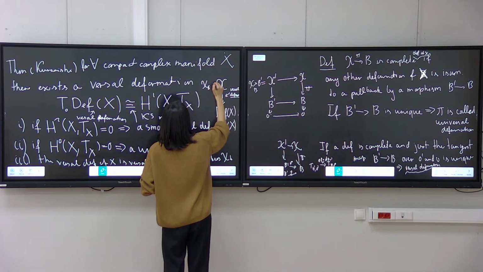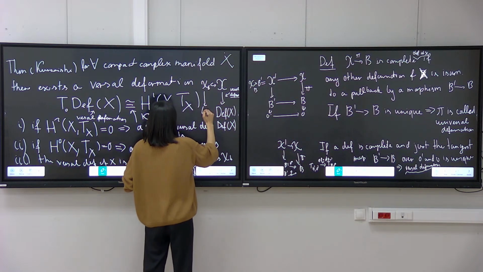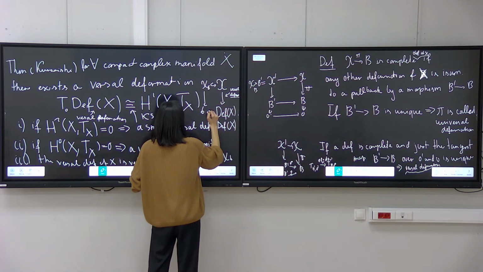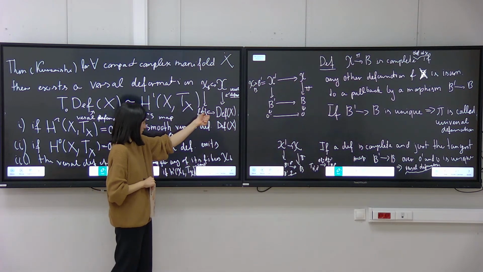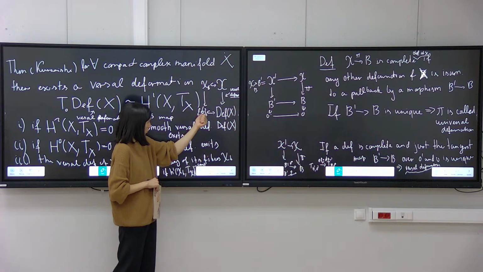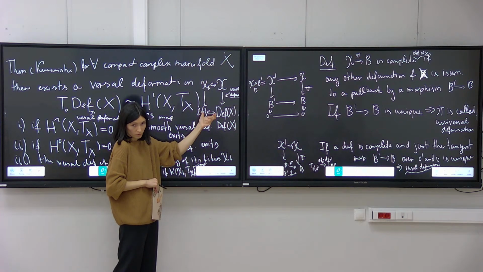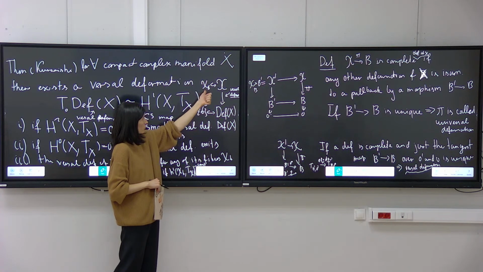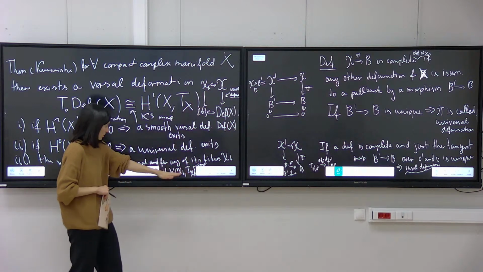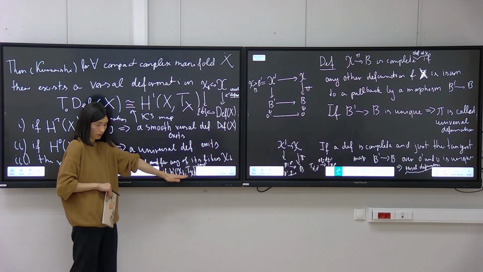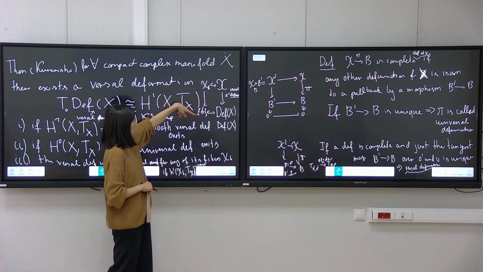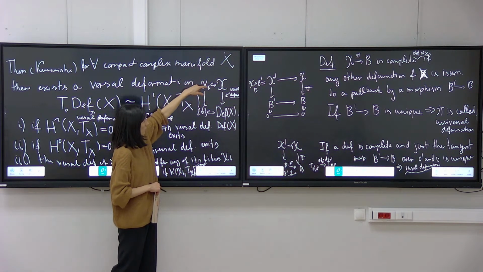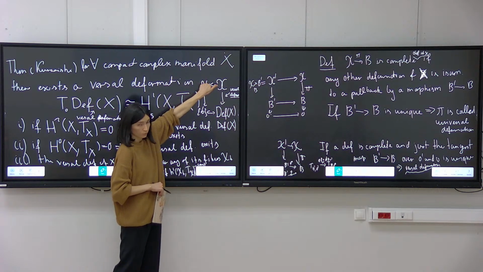So I claim that here we can also consider fibers not only over our distinguished point, but over some points b, right? And this is also a deformation of X_b. And I claim that if this dimension is constant, then the induced deformation of X_b is also versal for X_b.